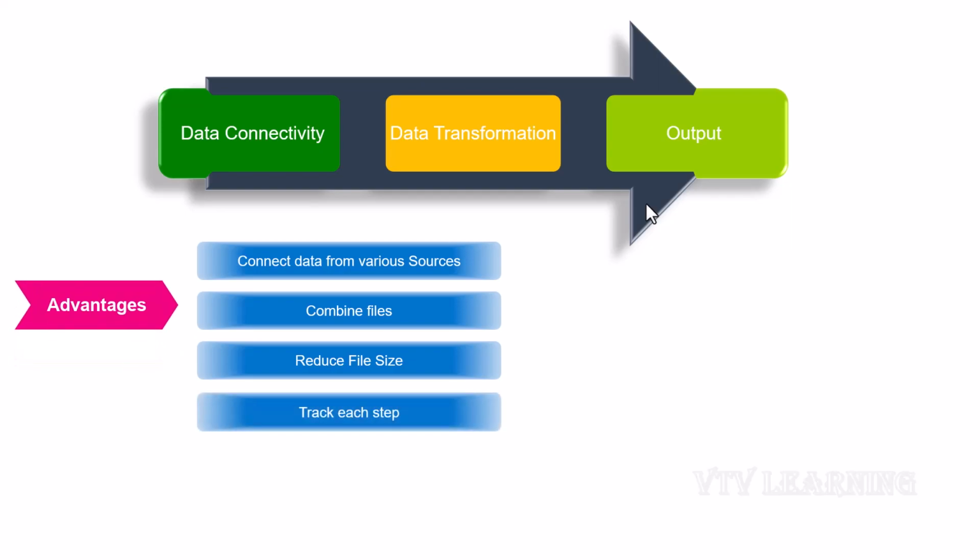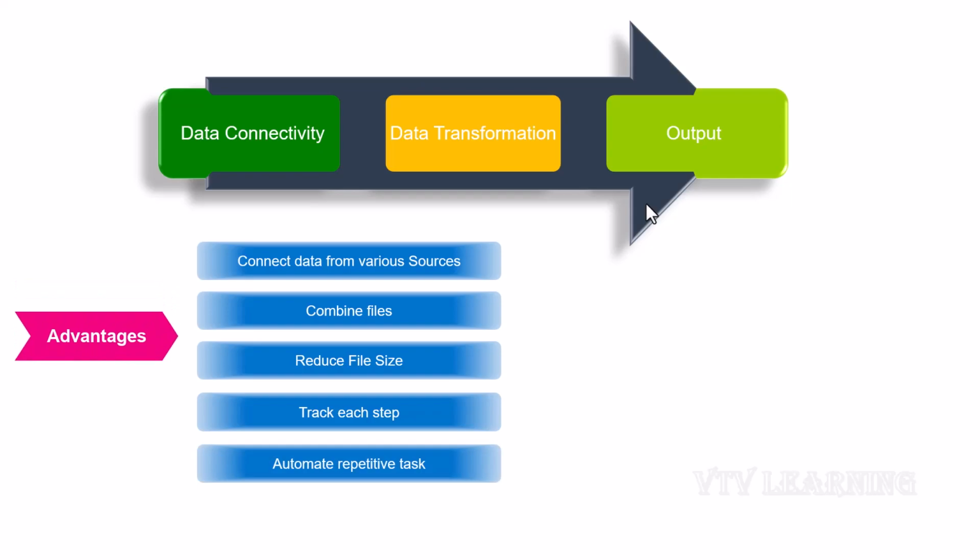The next one, track each step. Whatever steps we perform in order to get our desired output, or the structured way in which we transform our data, can be tracked separately towards the right, where we can see them. This is also one of the advantages of Power Query. Then the final one is automate repetitive tasks, which means the repetitive tasks which you are doing on a daily basis can be automated. So these are the major advantages of using Power Query.